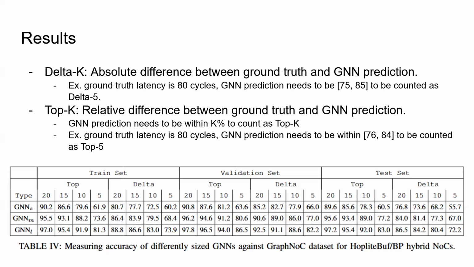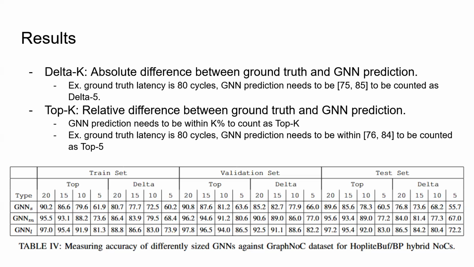I checked. There's no such terms in regression studies. Probably they named this delta K, top K, for this regression task. It's a really weird term. Usually it'd just be an absolute error percentage.